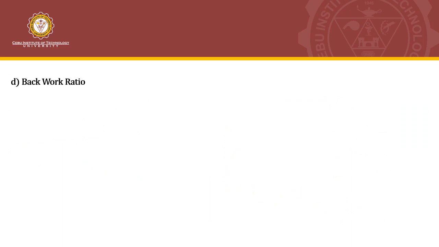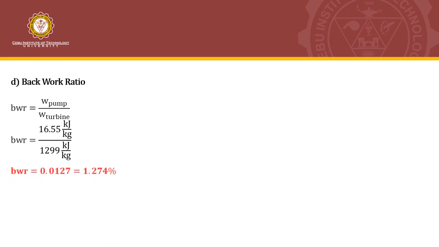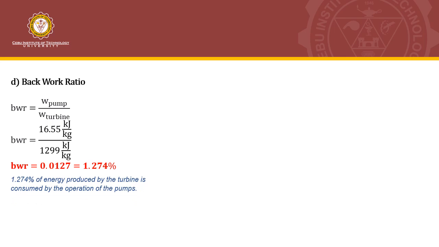So since we already have the value of the pump work input and the total output of the turbine, we can also solve the back work ratio. So we just substitute the value of the pump work input and the turbine work output. So the back work ratio is 0.0127. In terms of percentage, we just multiply that value by 100 so that we can get 1.274%. So it means that 1.274% of energy produced by the turbine is consumed by the operation of the pump.